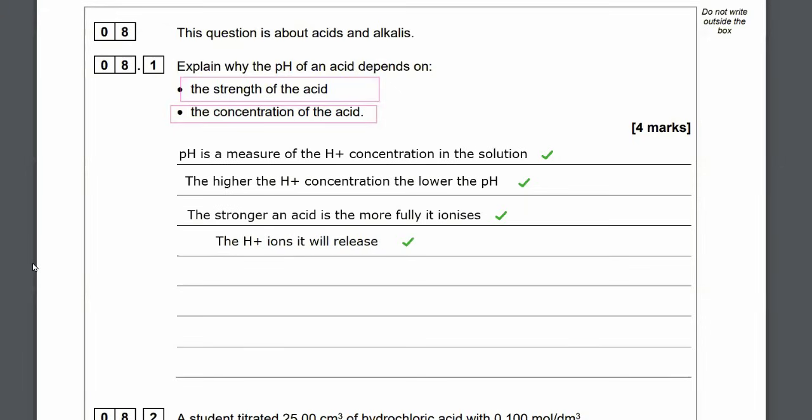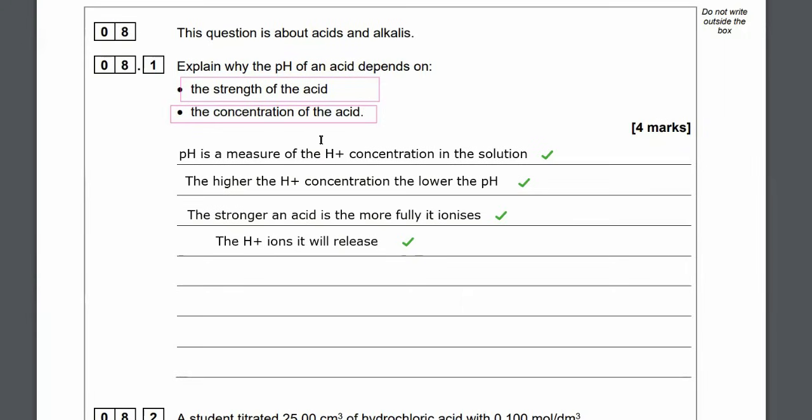That all relates back to what the question is asking us: why does the pH of a solution depend on the strength of an acid? We've explained that pH is the measure of the hydrogen ion concentration in the solution. And if you have a high hydrogen ion concentration, you're going to have a low pH. So if you have a strong acid, it's going to fully ionize, meaning you've got lots of hydrogen ions, therefore a lower pH. We could do the opposite and say if you have a weaker acid, it will only partially ionize, less hydrogen ions, therefore a higher pH. We could have said that.